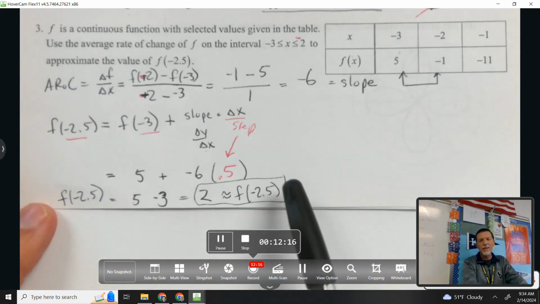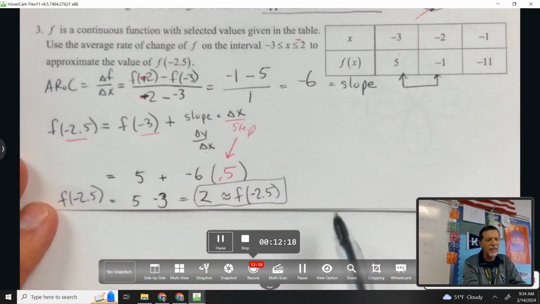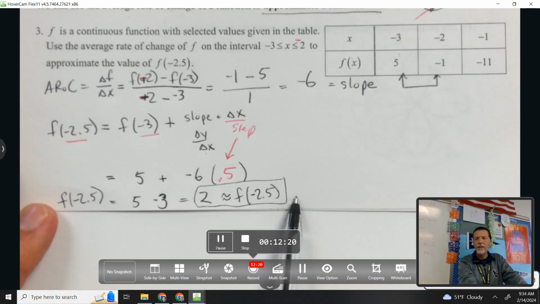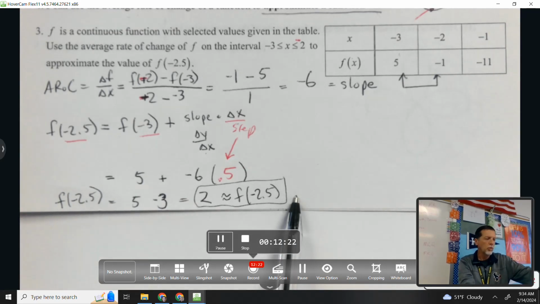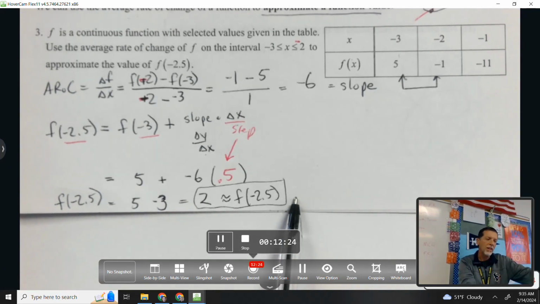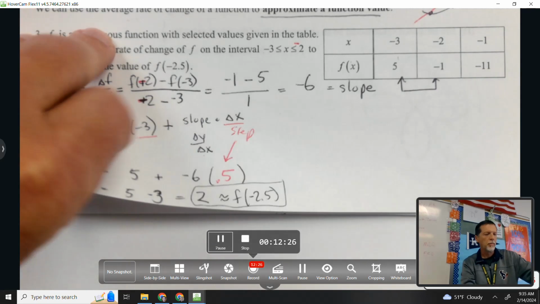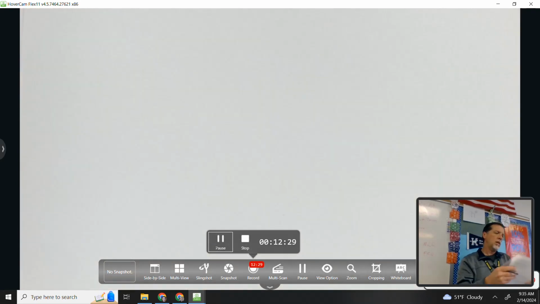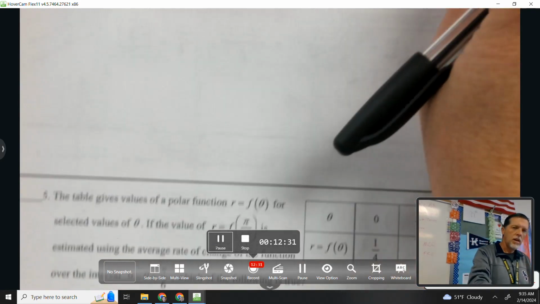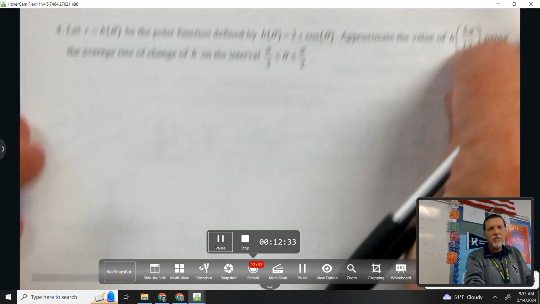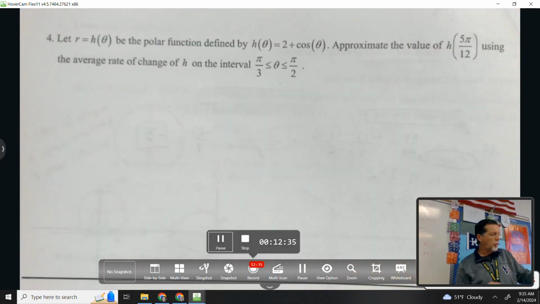We do this a lot in calculus. I'm thinking that because we did it twice today in first period. Use the slope to approximate the next value. Okay, well let's do the same thing, but now in polar world.